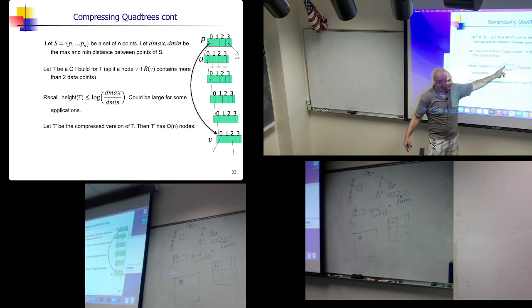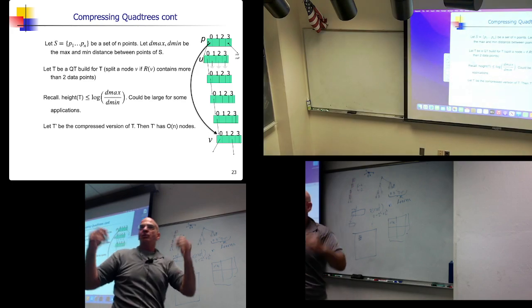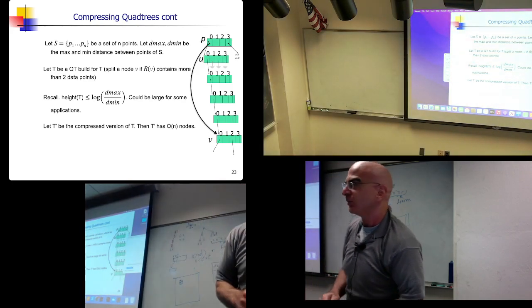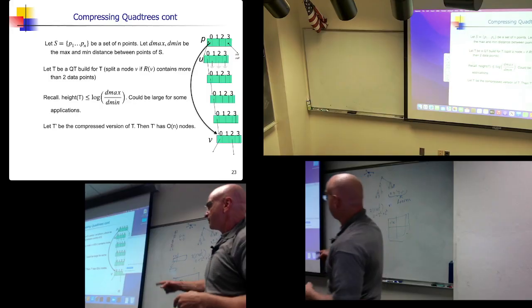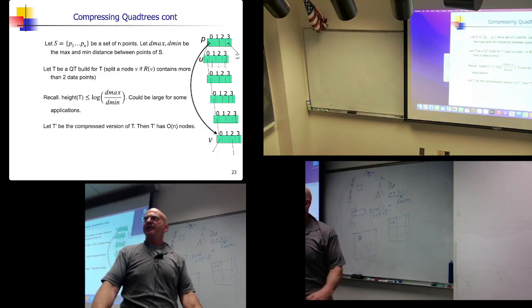So I'm looking at the maximum distance between points. I'm looking at the minimum distance between any pair of points. And the height of the tree is log of this ratio between the maximum and the minimum, if I'm using a normal quad tree without my tweaks. Everybody agrees, and everybody understands where this log is coming from. We also talked about it in the last meeting, where we called it the depth, the height, same thing.